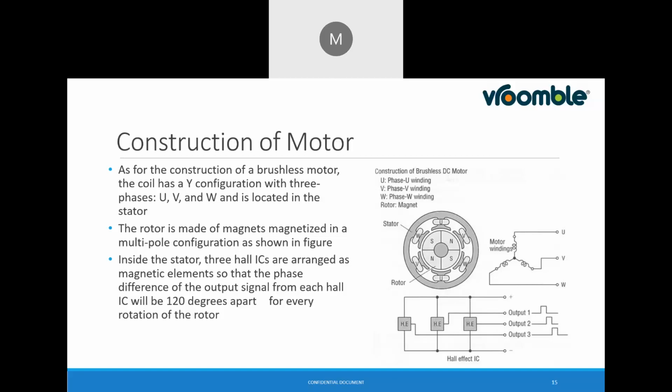Now, inside the stator, there will be a Hall IC, which is basically required to identify the position and the speed of the rotor, right? And the phase difference of the output signal from each Hall IC will be 120 degrees, which will be detected by that IC, right? So at each rotation, you will get the signal of the rotor position, and that signal will be given to the controller.